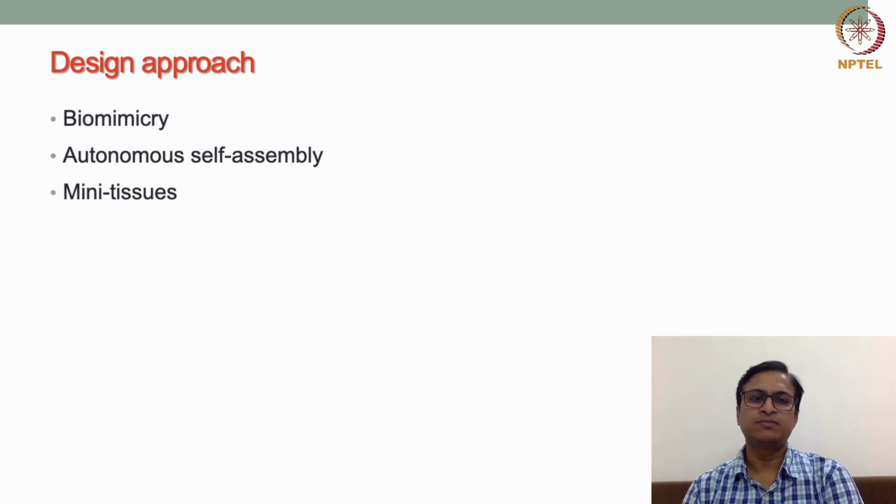specifically to print biomimicking tissue structures so that the function can be generated for that particular tissue or organ. So there are basically three design approaches that researchers consider and work on.